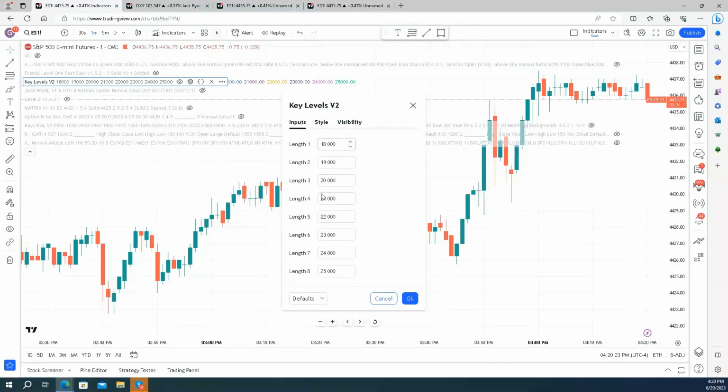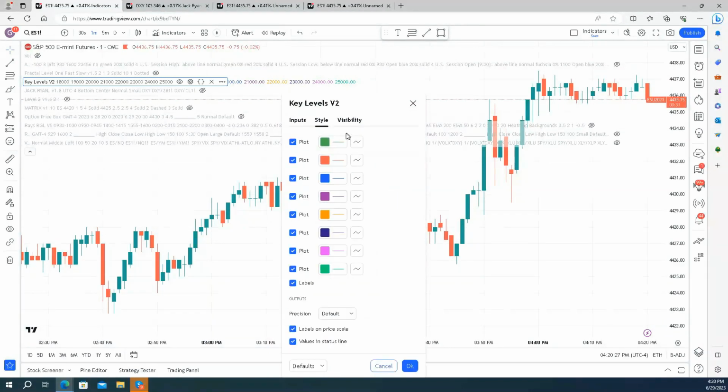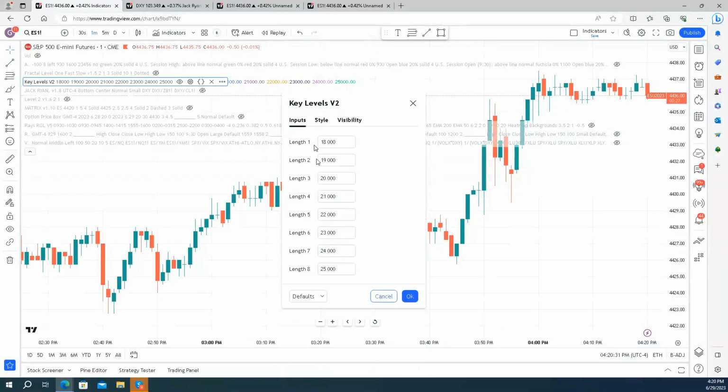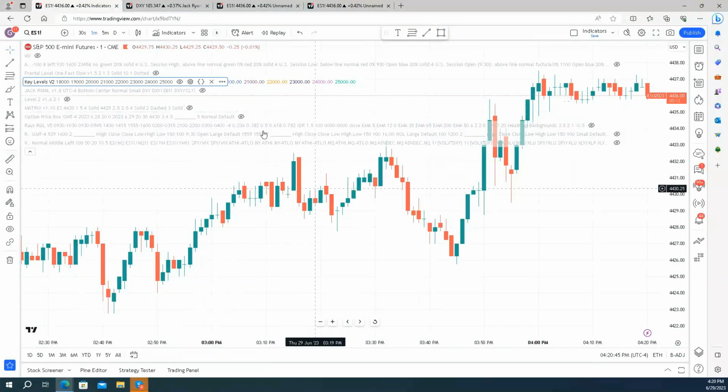Actually, I should have put them in here, but they do draw, and you can change these lines, the colors, and there's an offset in here as well, where you can change the tag on the end where it says what the level actually is. So if we have time in the end, maybe we'll fill this in.